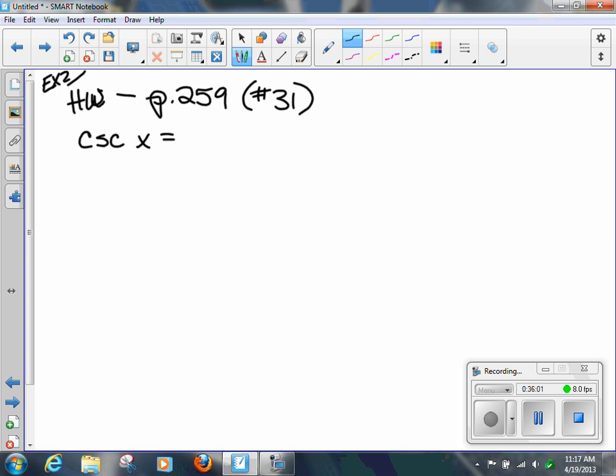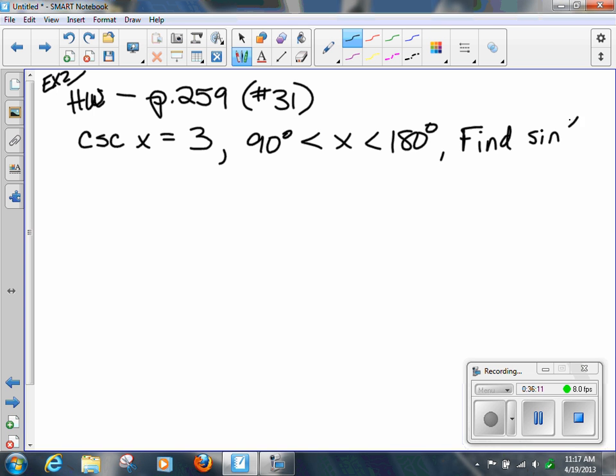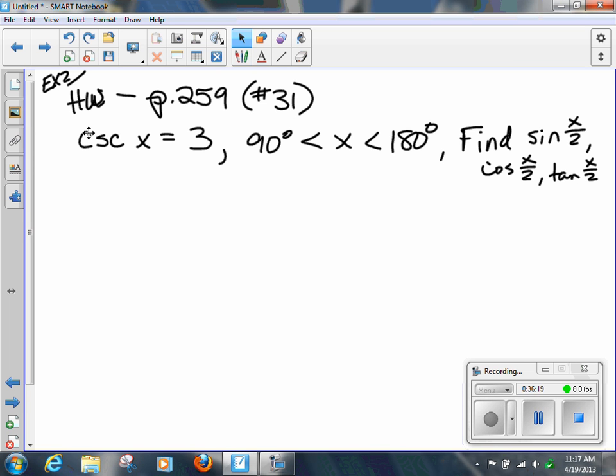So, you're given that the cosecant is 3. Your parameters are 90 degrees is less than x is less than 180. And we have to find all 3. Had to switch things up on you. Have to make you think a little bit. It's just the opposite. So, what's 1/3, Damien? Sine is just 1/3. Big deal, right? That's not so bad. What else?